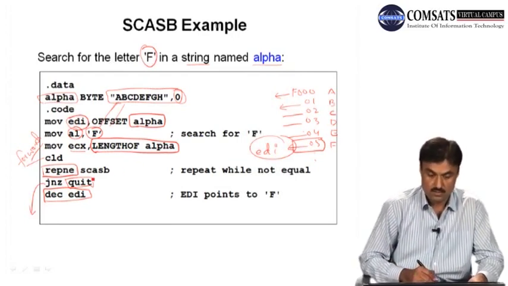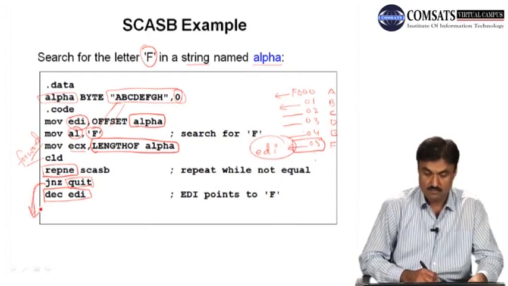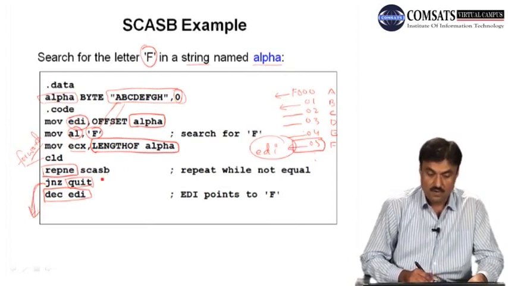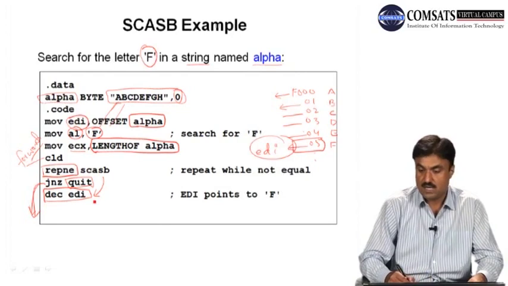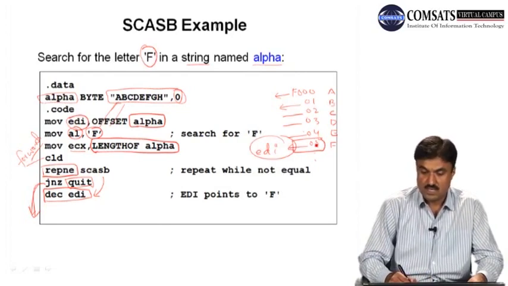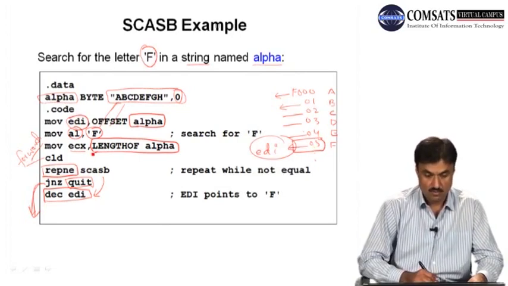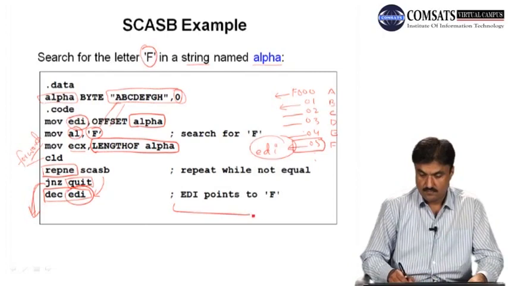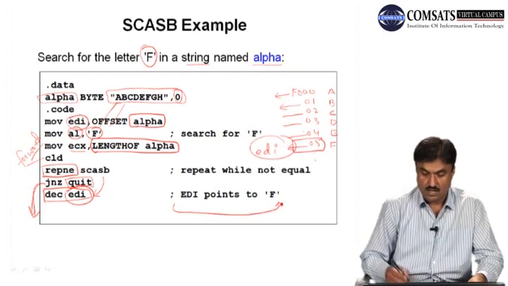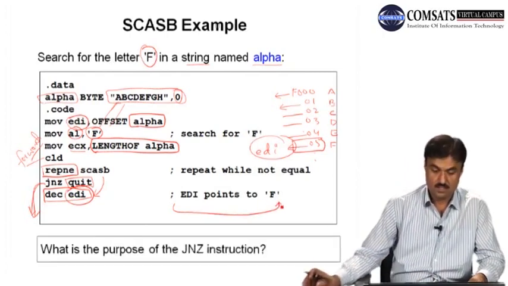Otherwise, if it is not equal to zero, then it will quit, or it will jump to somewhere else. If it has found, then it will not perform the jump. And what will happen? It will come here. So we decrement EDI, because when we move from here, this EDI will point to the F. So we will decrement EDI.